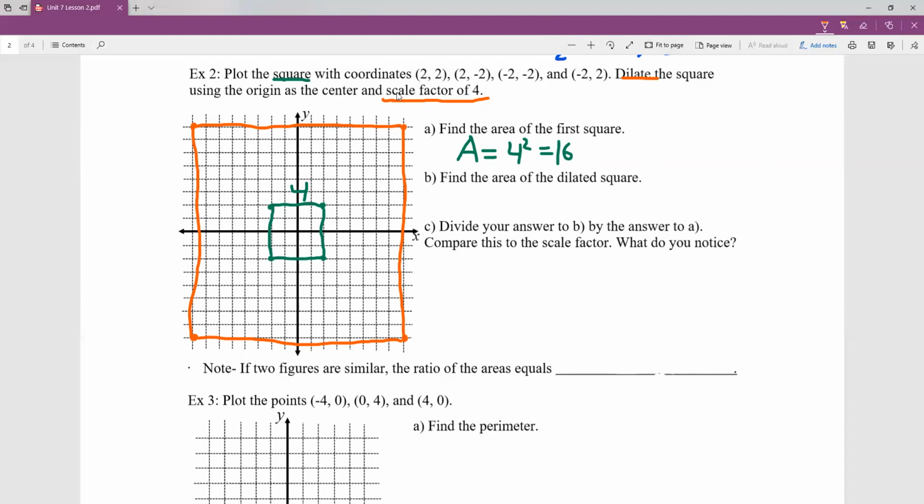All right, so we're going to find the area of the dilated square. So looking here, if I were to count all these out, I'm thinking the side would be 16. So the area of this shape is going to be 16 squared, which is going to be 256.